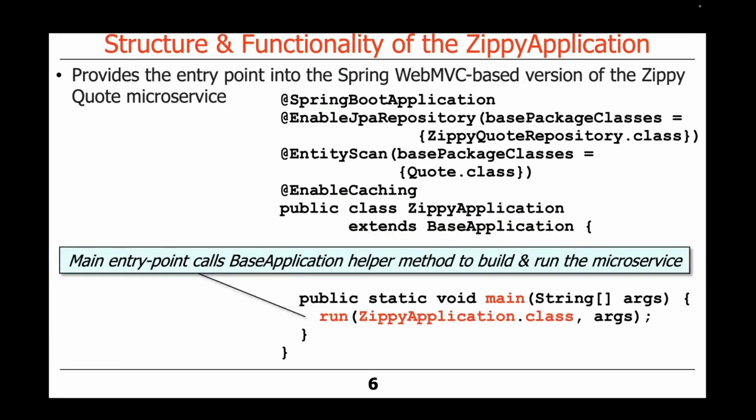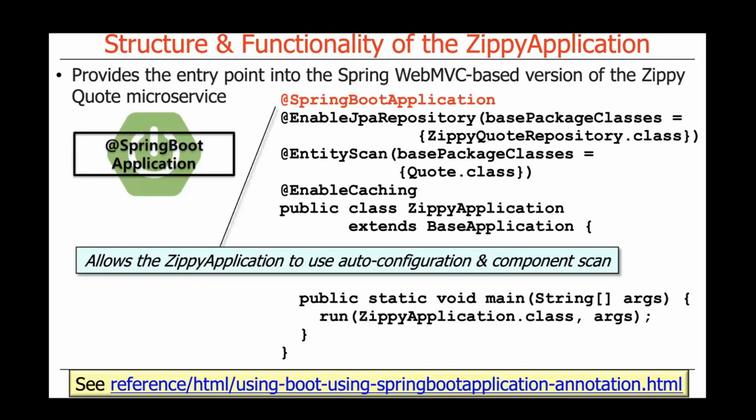Here's the call we make to our base application helper method, which is used to build and run the microservice by doing the dependency injection and all the other things that are needed to get a Spring application up and running. Speaking of Spring applications, we use the Spring Boot application annotation to enable auto configuration and component scanning. That's pretty much par for the course. Nothing is too surprising yet. This is all what we talked about in the context of the handy application and the handy microservice. So let's now turn our attention to some new stuff.